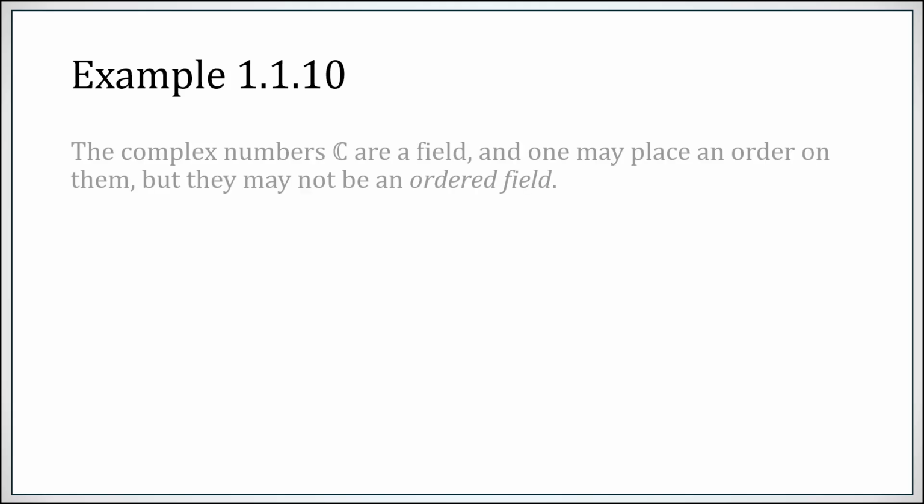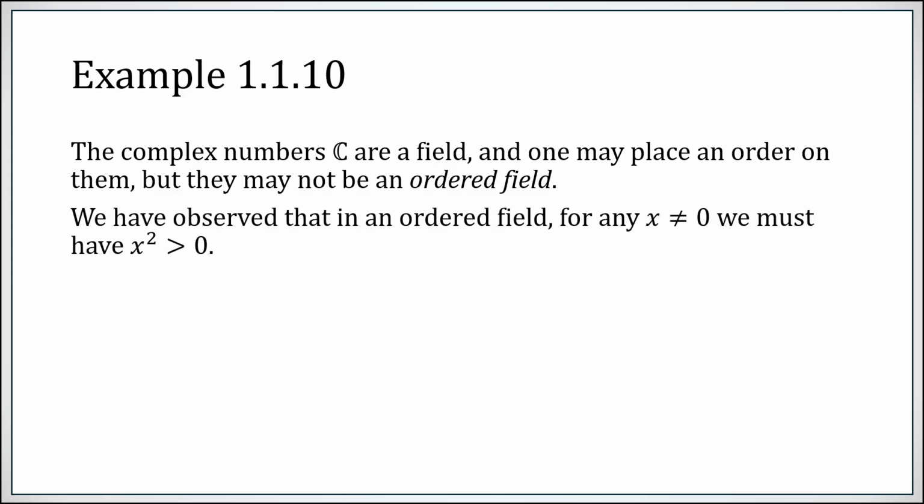Here's another example. The complex numbers, they are a field. It has all of those properties of addition and multiplication doing all the nice things. You also can place an order on them. It is totally possible to order the complex numbers. What you can't do, however, is make an ordered field out of it. Remember, an ordered field had to have a couple extra conditions, not just be a field with an order.